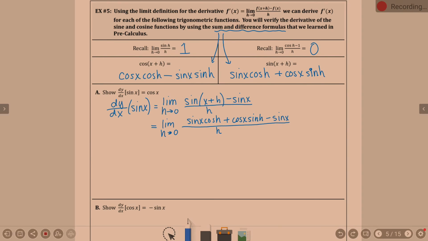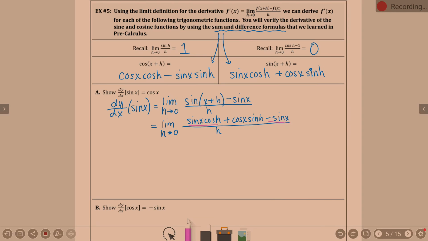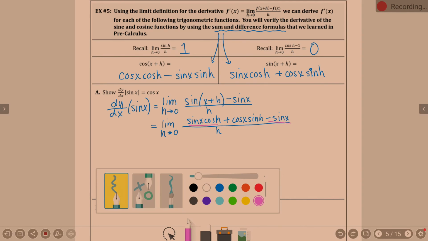Okay, as we look at the top, two of the three pieces have something in common. Specifically, we're going to talk about the two pieces that have a sine x in common. So this piece and this piece have a sine x in common, yes? So I'm going to move those next to each other. I'm going to factor that sine x out.